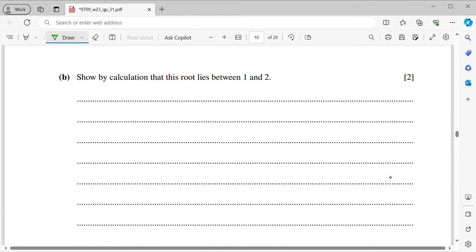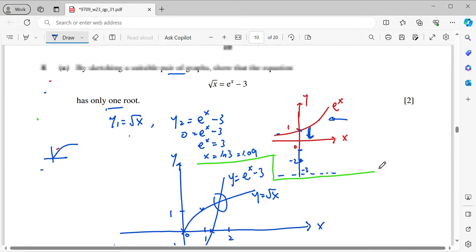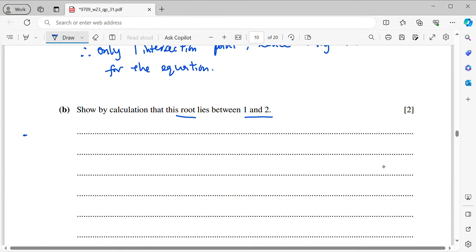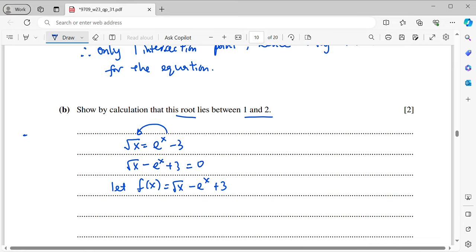Okay, now part B. Show by calculation that this root lies between 1 and 2. So our equation is square root x equals e^x minus 3. I will move all the terms on the right side to the left side, so now square root x minus e^x plus 3 equals 0. And then I will let f(x) be the left hand side.